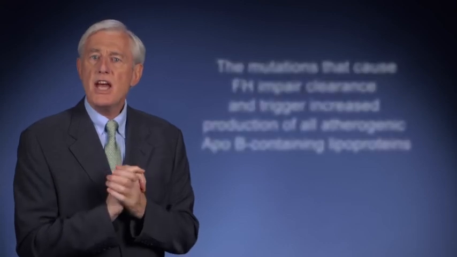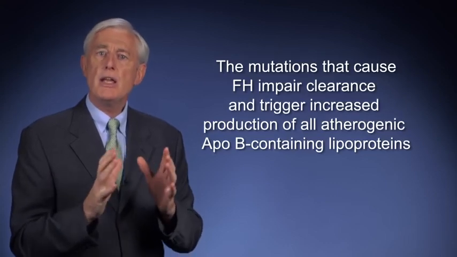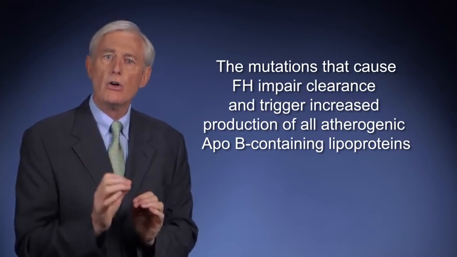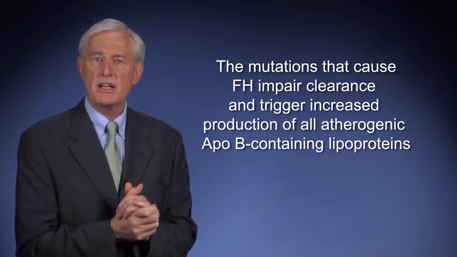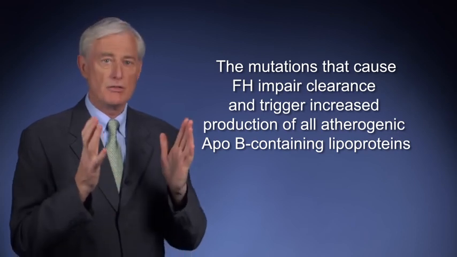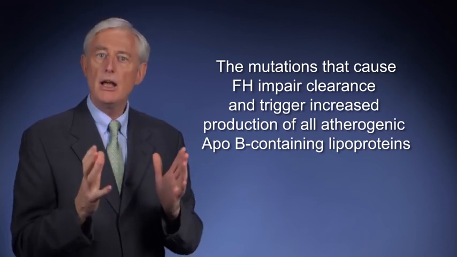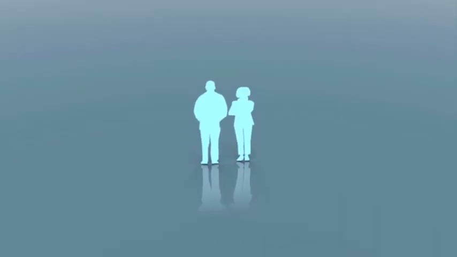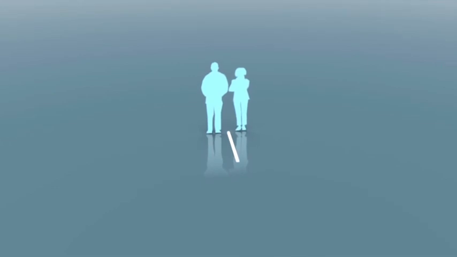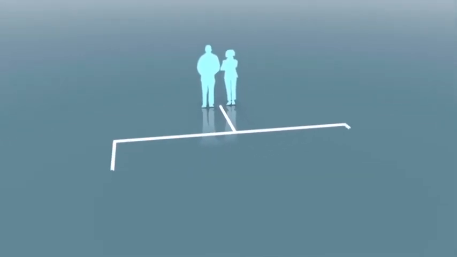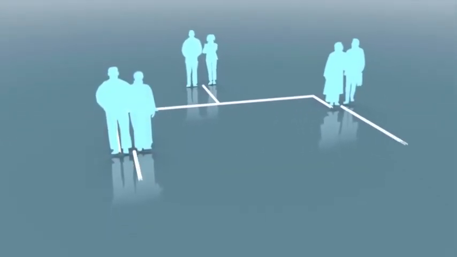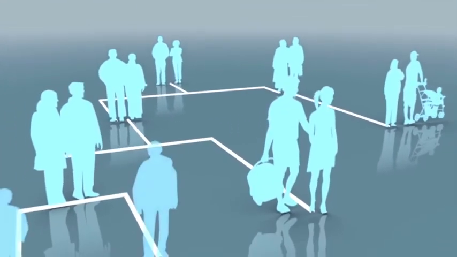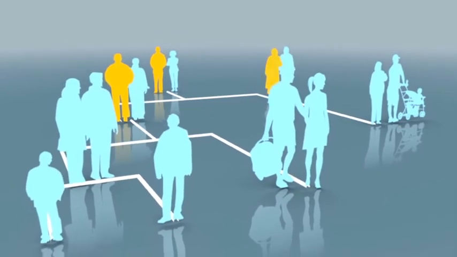Mechanistically, the mutations that cause FH impair clearance and trigger increased production of all atherogenic ApoB containing lipoproteins, including VLDL, IDL, LDL and lipoprotein(a). It's important to consider the role played by ApoB containing particles, particularly LDL and lipoprotein(a) in FH, and to look for these characteristics of this genetic disorder in your patients and in their families.